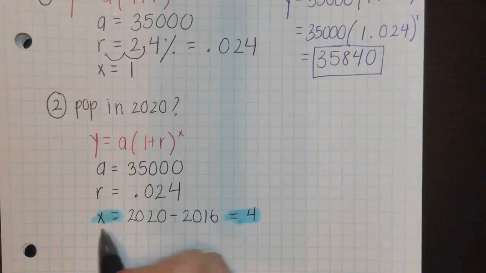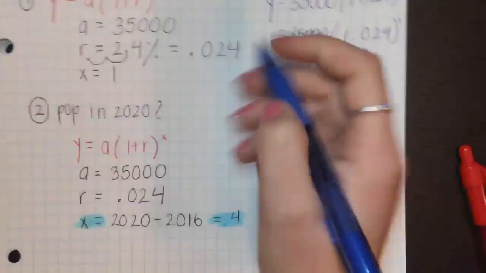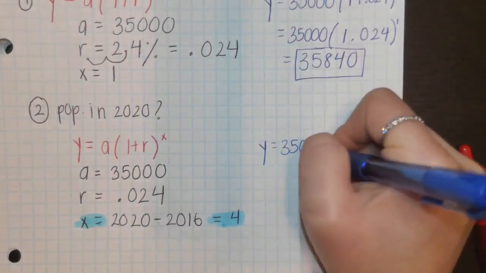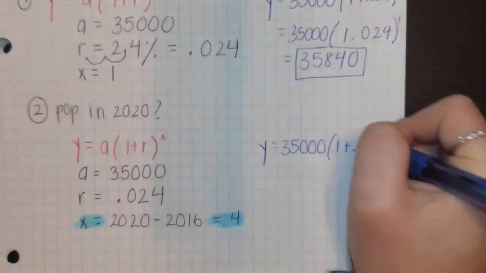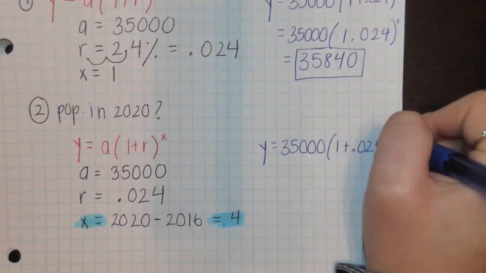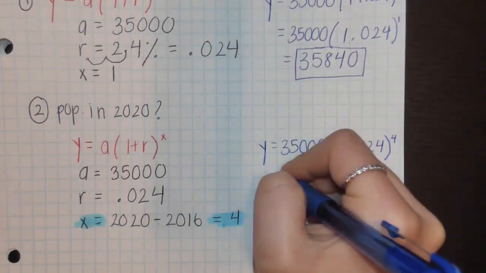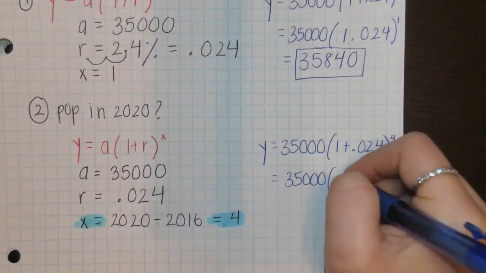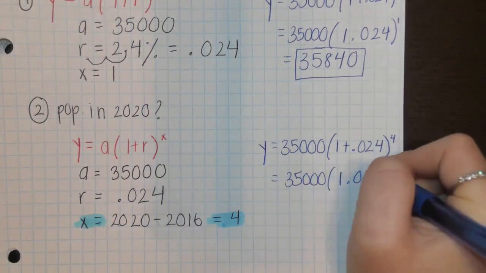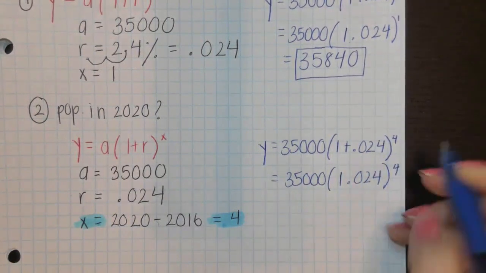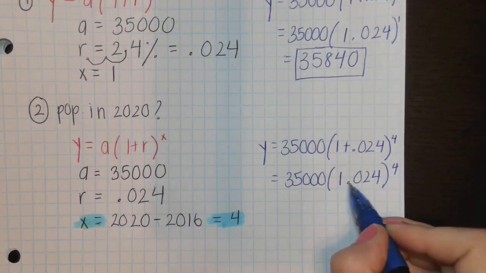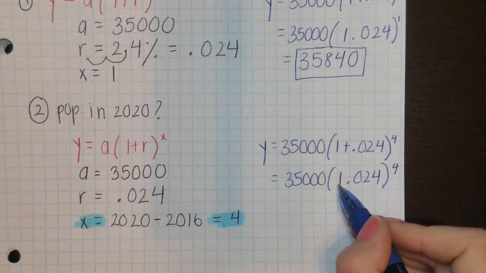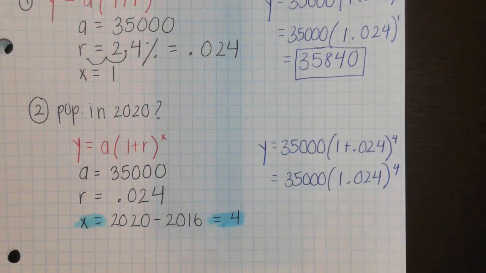All right, we have A, R, and X. Again, after this point, you just substitute in those values. So y is equal to 35,000 times 1 plus 0.024 raised to the 4th power this time. Order of operations, as always: 35,000 multiplied by 1.024 raised to the 4th power. You should have out your calculators. First take 1.024, raise it to the 4th power. You're most likely going to get a really long decimal, then multiply that by 35,000.